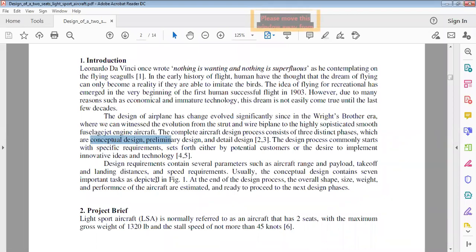And speed requirements: what speed is required to attain takeoff, and the approach speed. Whenever you are coming in for landing, what should the speed be? According to that, we have 1.2 times Vstall and 1.3 times Vstall, which we have seen during the landing as well as the takeoff condition. Usually the conceptual design contains 7 important tasks. At the end of the design process, the overall shape, size, weight, and performance of the aircraft are estimated, ready to proceed to the next design phases.